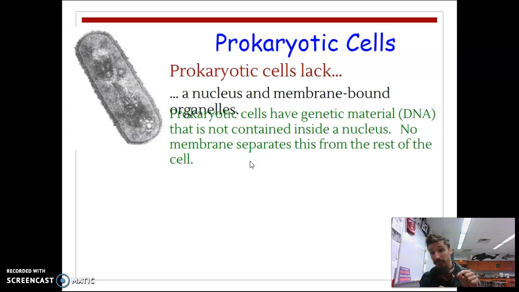Now, they do have genetic material. They have the macromolecule known as a nucleic acid in the form of DNA, right? Because all living things have DNA. It's kind of like a prerequisite to be alive. And the strange part is their DNA is not contained inside a nucleus. That's where the DNA inside eukaryotic cells is, inside the nucleus, but prokaryotic cells don't have that nucleus. So there's no membrane that separates the DNA from the rest of the cell, and it just kind of floats around in the cell.